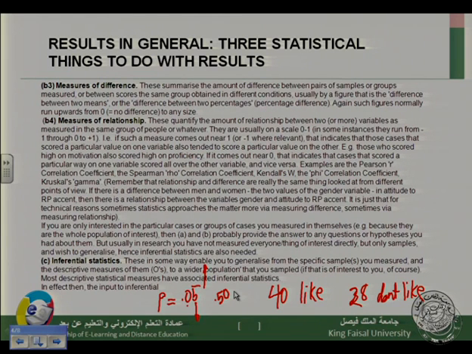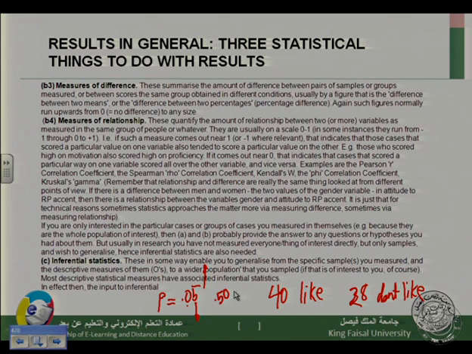So this is the measure of difference. Either we have a real, significant difference, or there is a difference but it's not significant, or there is no difference at all. These summarize the amount of difference between pairs of samples or groups measured, or between scores the same group obtained in different conditions, usually by a figure that is the difference between two means, or the difference between two percentages. Again, such figures normally run upwards from 0, no difference, to any size, as we showed here.